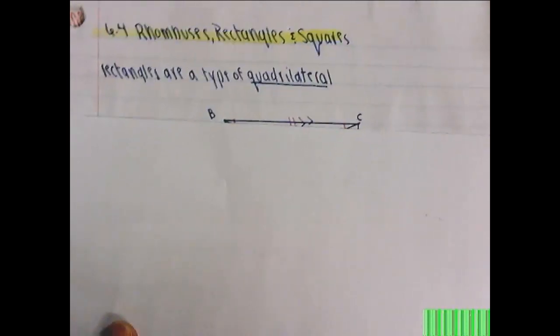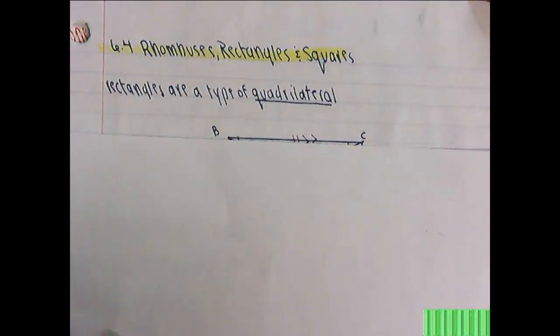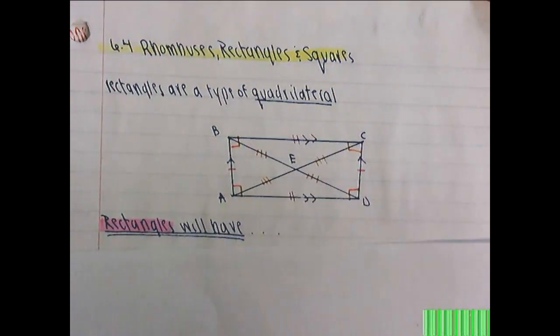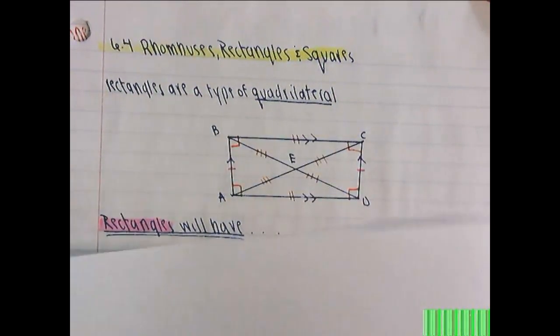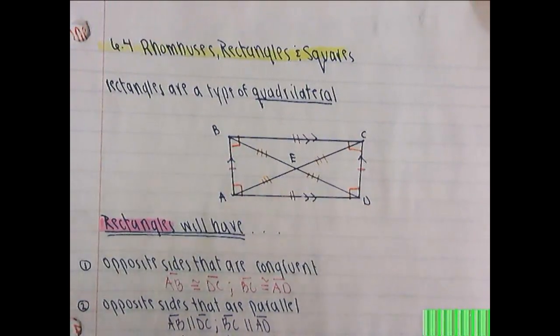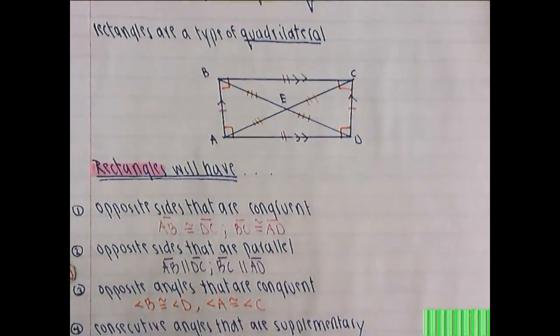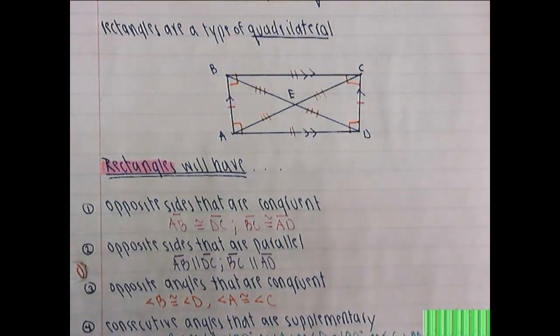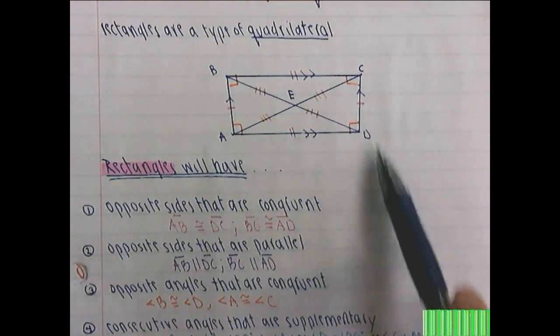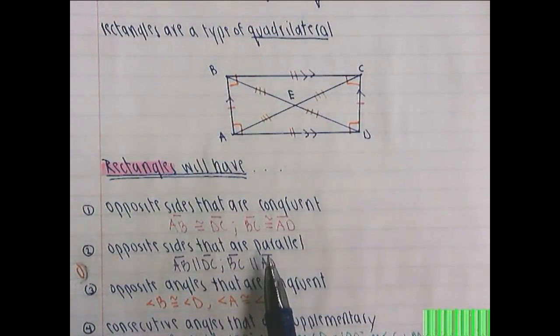The next one we're going to talk about is a rectangle. A rectangle is a type of quadrilateral. Here's a rectangle right here. Rectangles will have opposite sides that are congruent. Right, AB is congruent to DC. Opposite sides that are parallel.